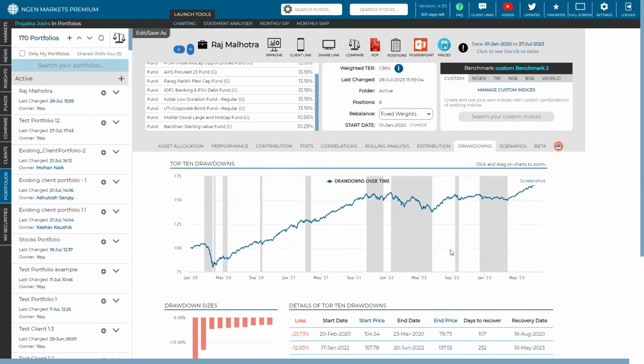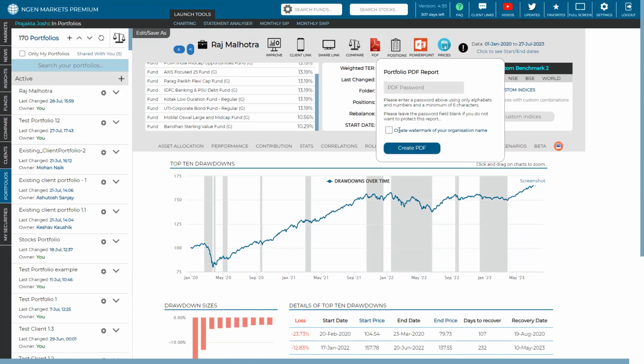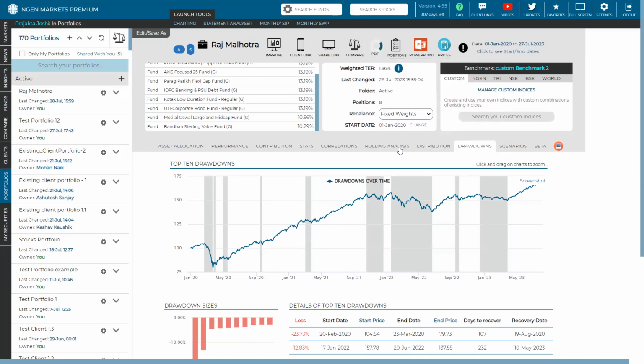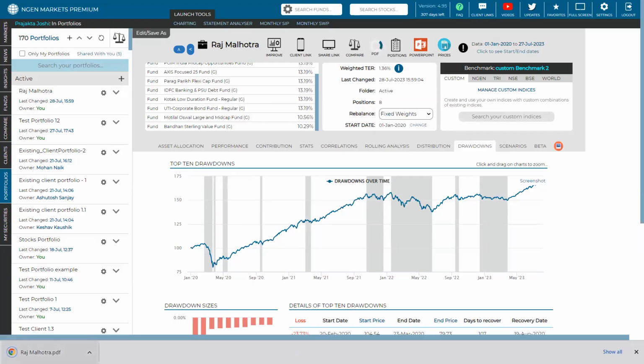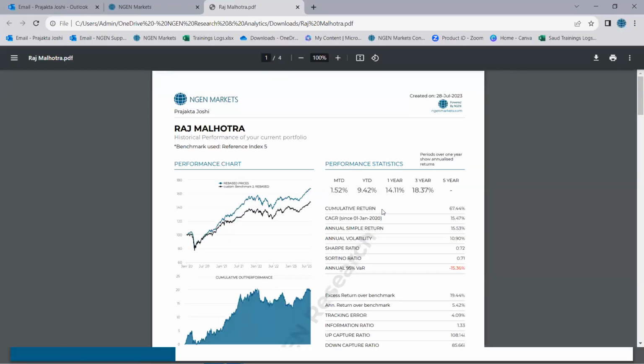So for reporting options, we have 4 reporting options. First one is a static PDF. So there's a 4-pager detailed consolidated PDF that gets downloaded. Just click on this and you have an option to actually have a watermark of your organization logo. Just click on this checkbox and click on create PDF. When you click on that, a PDF will get downloaded and this is how it will look.